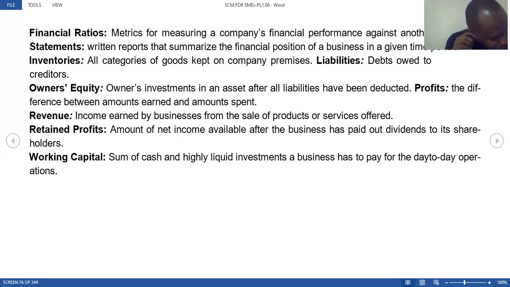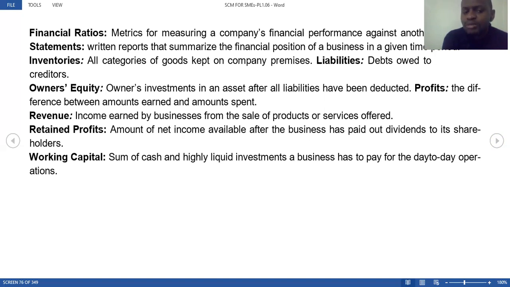For public companies, they normally have shareholders, and shareholders are owners of the business. And shareholders can be in two groups. We have the ordinary shareholders and we have the preference shareholders. The ordinary shareholders are the ones who form the mantle of the company.